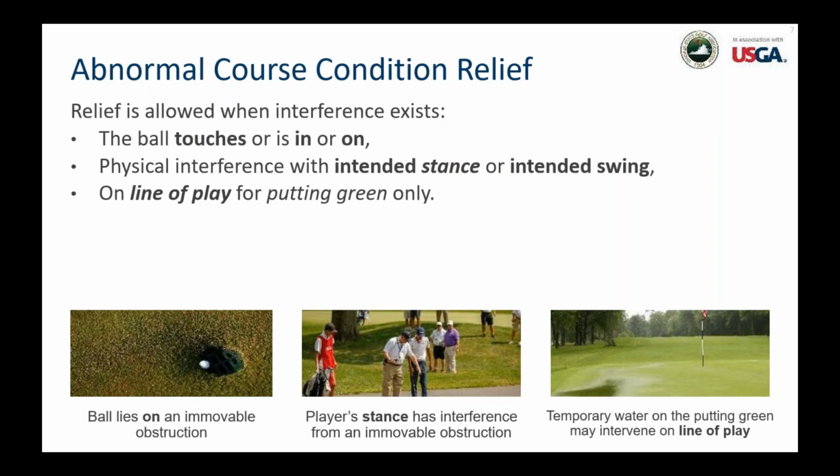Relief is allowed when interference exists from the ball touching, or being in or on, the immovable obstruction or the abnormal course condition. There's physical interference with the intended stance or intended swing, or on the line of play for putting green only. So we can break down these three pictures with the ball lying on this immovable obstruction on the far left picture, which looks to be a drain. The middle picture, the player's stance has interference from an immovable obstruction, most likely a cart path. And then the temporary water on the putting green that may be intervening on the line of play on the putting green only.